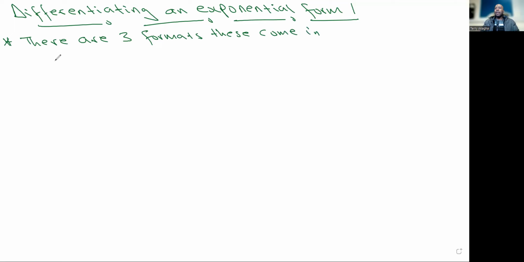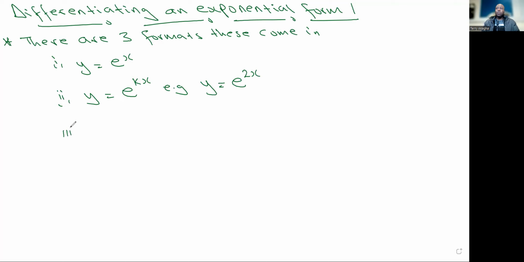You could either encounter something like y is equal to e raised to power x, or you could encounter something like y is equal to e raised to power kx. So basically, there's a constant associated with the exponent. You might see something like y is equal to e raised to power 2x, for instance. So it's also an exponential.